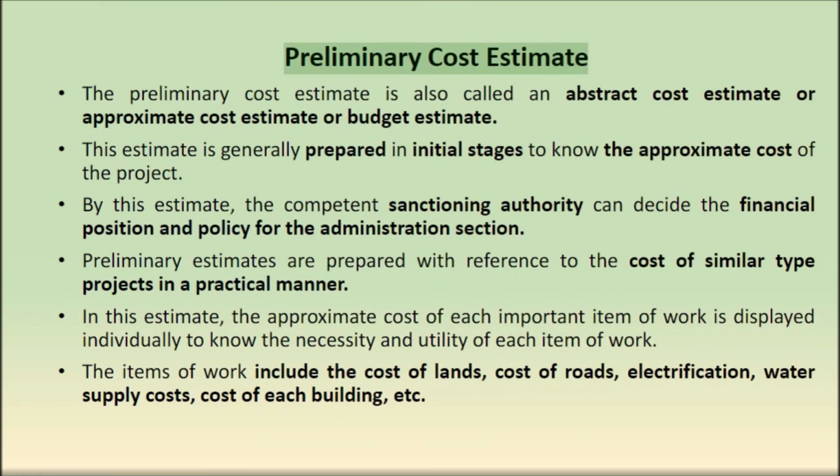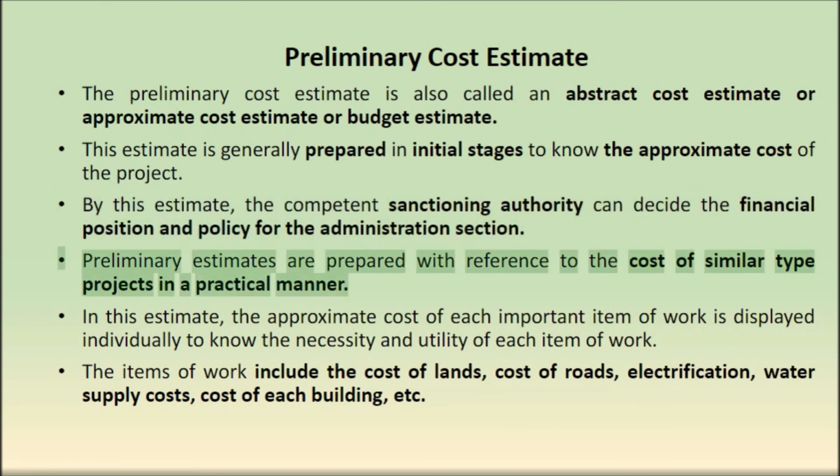Preliminary cost estimate. The preliminary cost estimate is also called an abstract cost estimate or approximate cost estimate or budget estimate. This estimate is generally prepared in initial stages to know the approximate cost of the project. By this estimate, the competent sanctioning authority can decide the financial position and policy for the administration section.